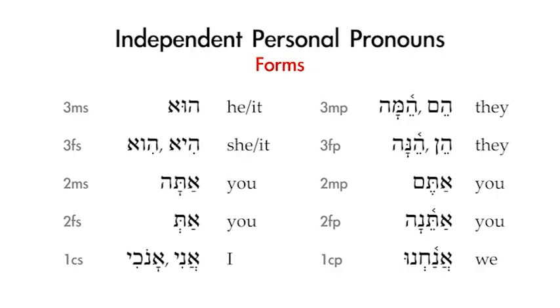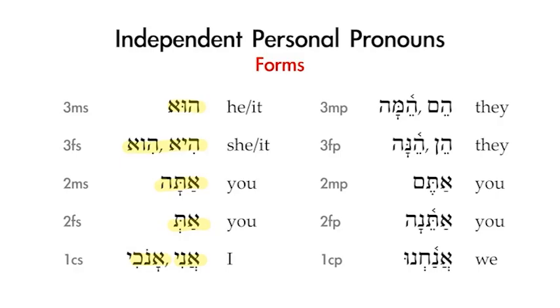Let's look at the screen together and pronounce these words. The third masculine singular form is hu. The third feminine singular form is hi. Notice that there are two possible spellings for the third feminine singular form. The first one occurs throughout the Hebrew Bible except in the Pentateuch. The second one occurs exclusively in the Pentateuch. The second masculine singular form, atah. The second feminine singular form, at. And then the first common singular form, ani, or anoki. Once again, notice there are two forms for the first common singular.